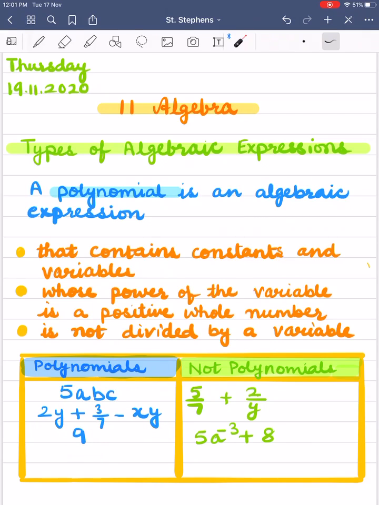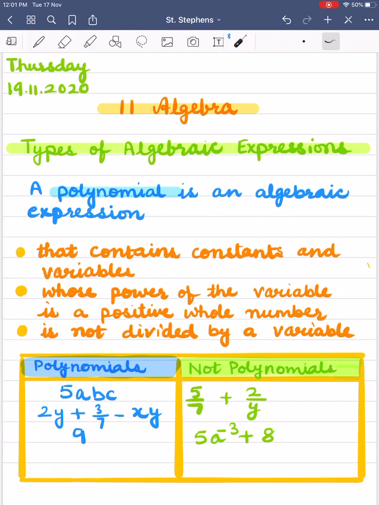Let's look at the following expressions. 5/7 + 2/y. Here we have division by variable y, so it is not a polynomial. 5a^(-3) + 8. Here we have negative power −3, so it is also not a polynomial.